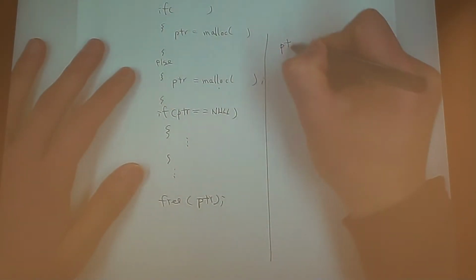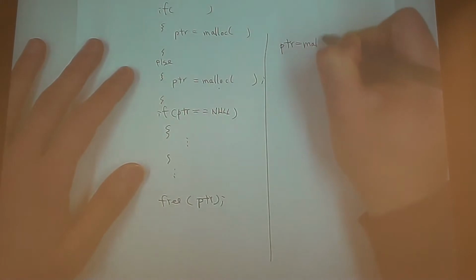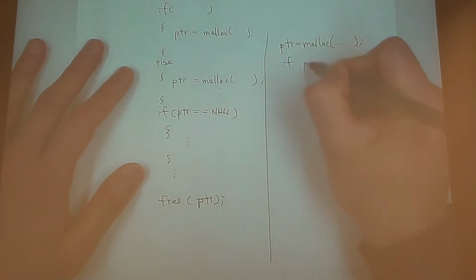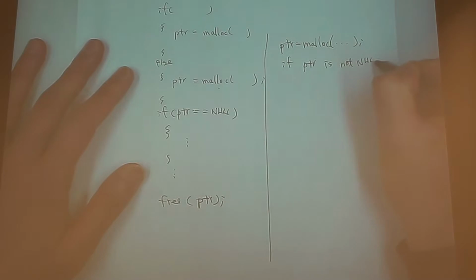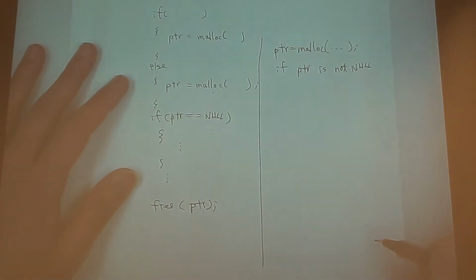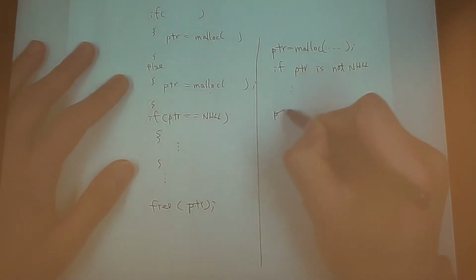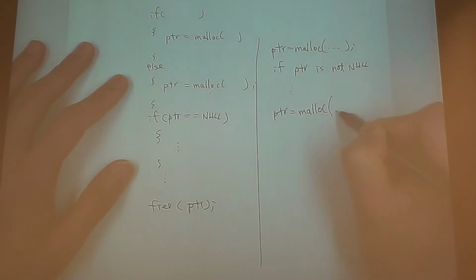How do you get a memory leak? There are many ways to get a memory leak. For example, if you say ptr equal to malloc, and suppose if that means malloc succeeded, right? If malloc succeeded, sometimes you say ptr equal to malloc again. Then you cause a memory leak.